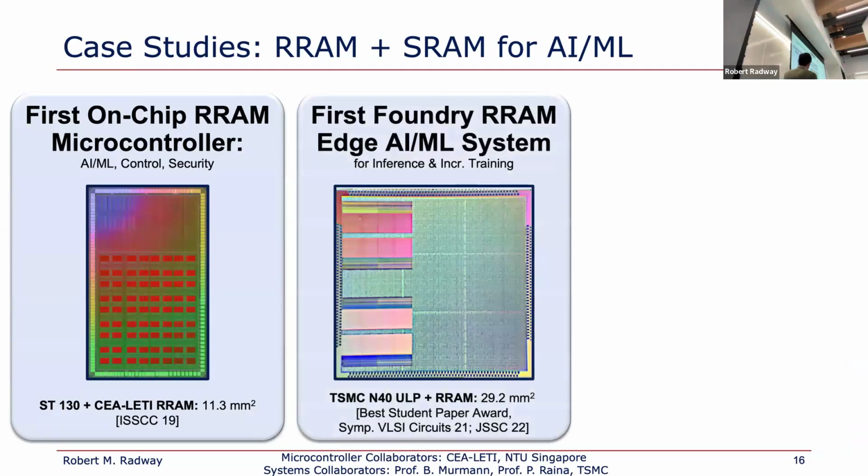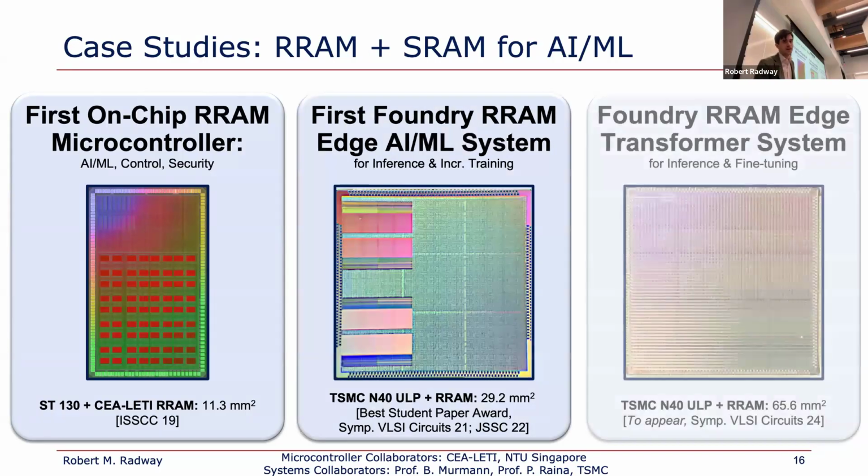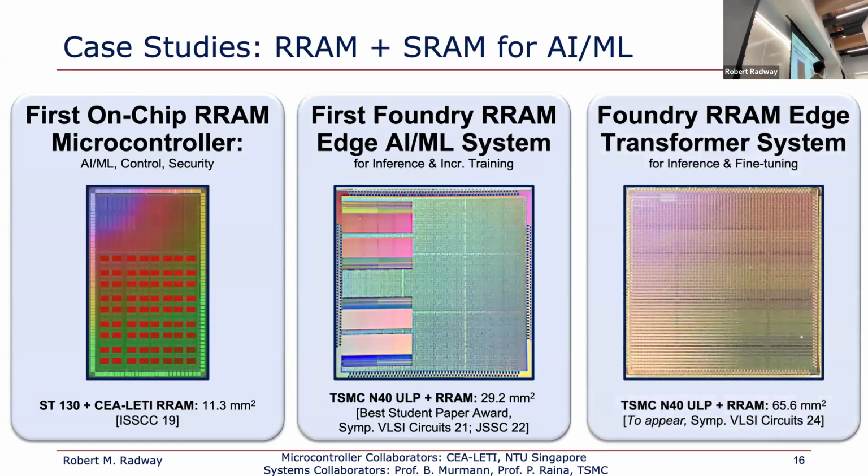Then we looked at building convolutional neural network systems for both inference and training using foundry supplied RM. So this was a kind of pre-foundry process. And then we built a full system for transformer inference, right? So doing language translation, sentiment scores, all those types of things, both inference and fine tuning on device using this idea of combining RM and SRAM.